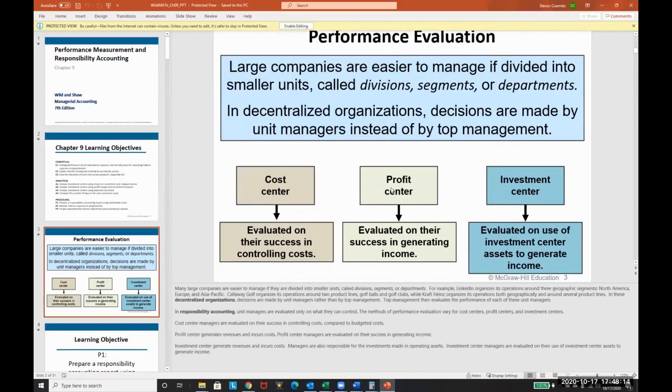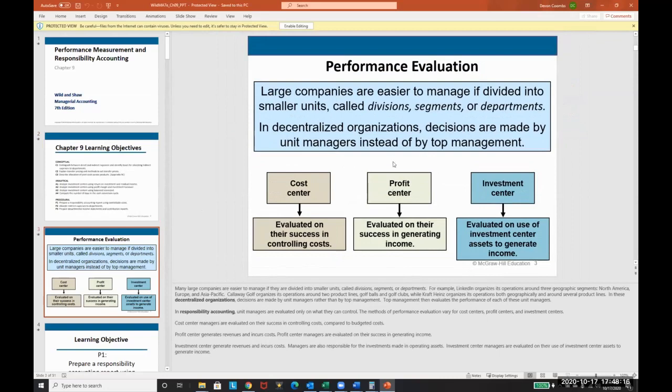And so being in a large company is very different than being in a small company. In large companies, you have divisions, and they're divided into units. Sometimes they're called divisions, sometimes segments, sometimes departments. And in this kind of decentralized organization, decisions are made by the unit managers instead of top-level management. A good example, you can think of any big companies run this way. Ford, you can think of Apple, I'm sure.